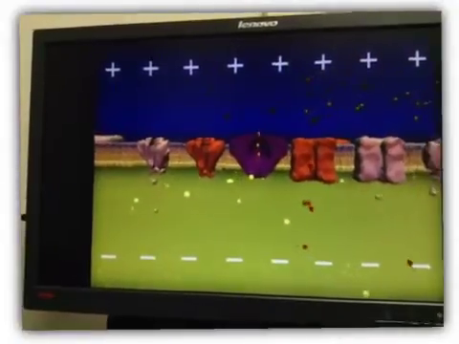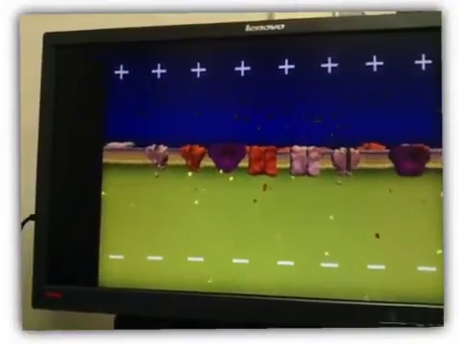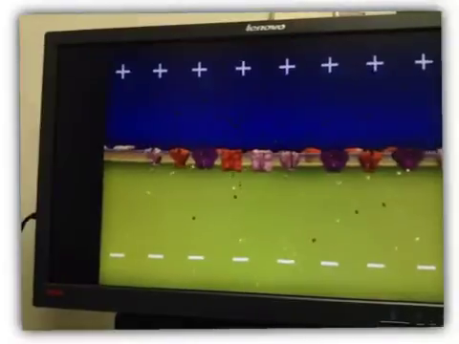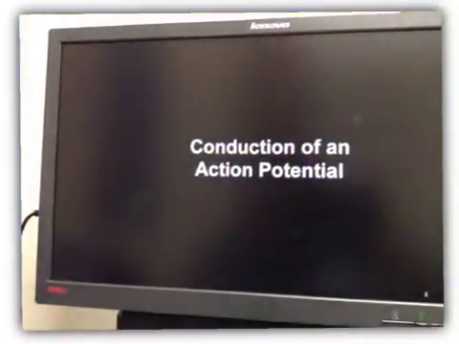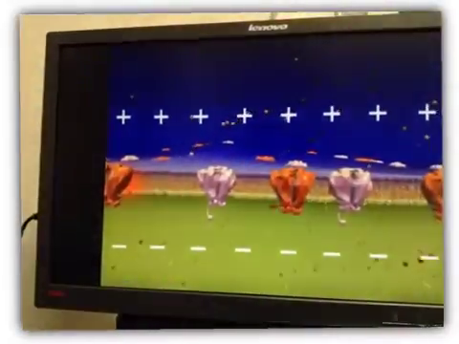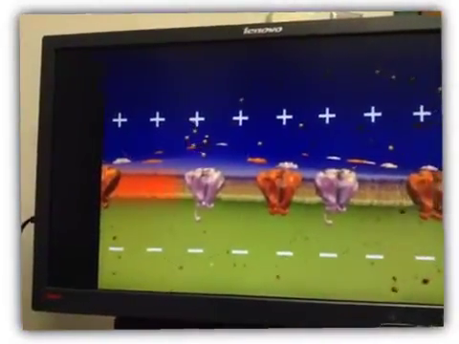The sodium-potassium pump restores the distribution of ions back to their previous levels at resting potential. Let's look at how the action potential is conducted along the axon.